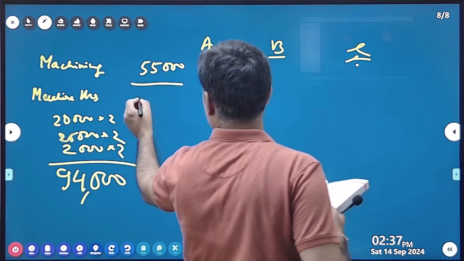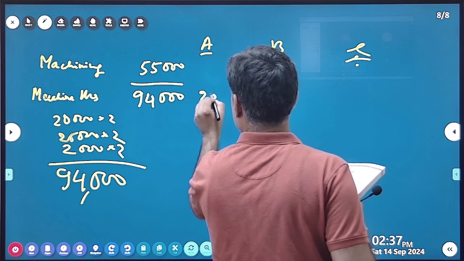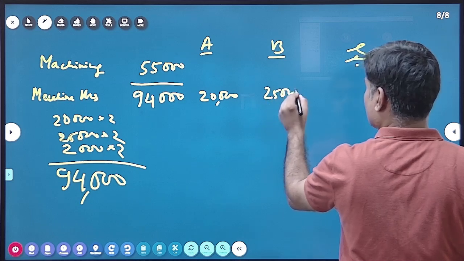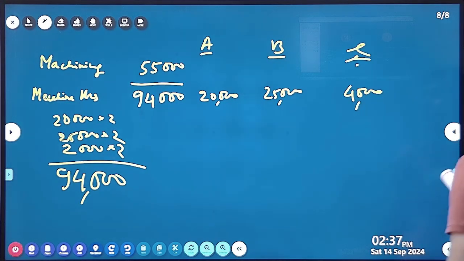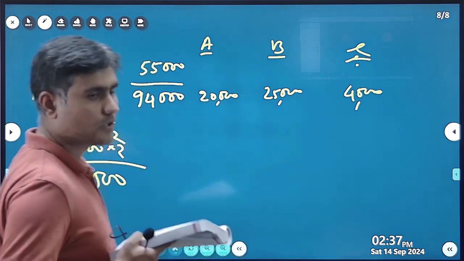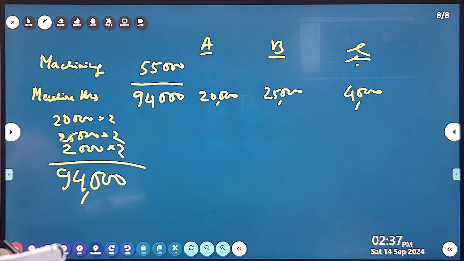So 94,000. For A it is 20,000, for B it is 25,000, for C it is 4,000. So what will be the overhead cost for A? 55,000 divided by 94,000 into 20. How much?